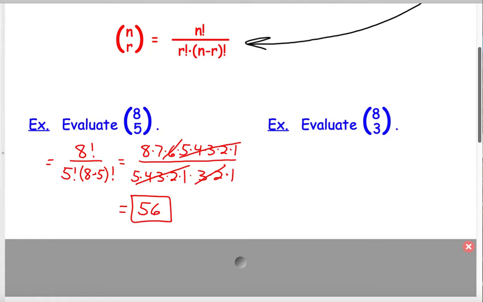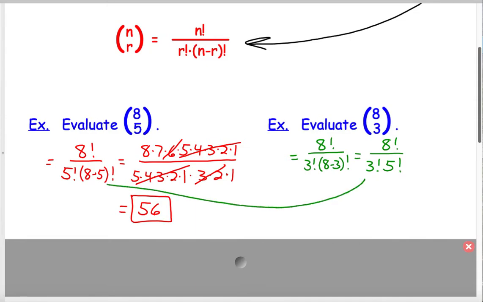Okay, let's calculate 8 choose 3. Well, that's going to equal 8 factorial over 3 factorial times 8 minus 3 factorial. But wait a minute, that's 8 factorial over 3 factorial times 5 factorial, which is exactly what we just got done calculating. Notice, those are exactly the same values.